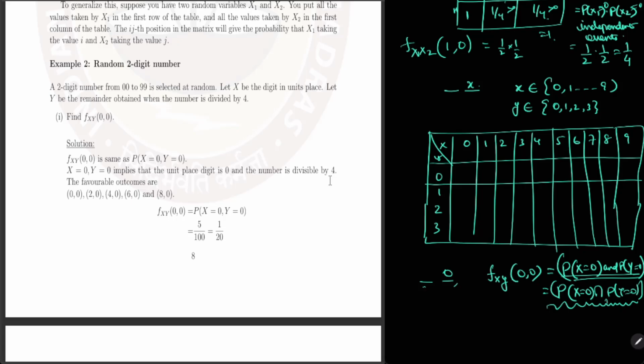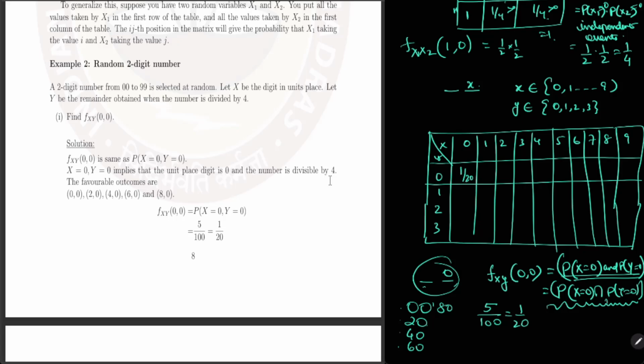Take the intersection, x equal to 0. How many numbers are there? Is 0 divided by 4, and is 10 divided by 4? No. But 20 is, 30 is not. 40 is, 60, 80, yes, 1, 2, 3, 4, 5. We got 5 numbers. And how many are the total numbers? 100 numbers. So this value is 1 by 20.